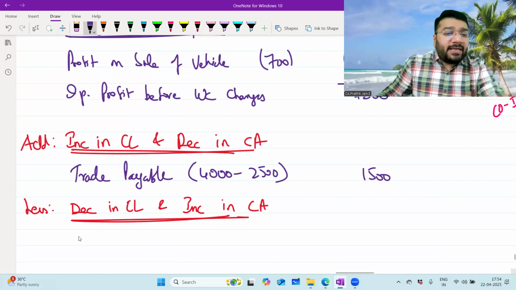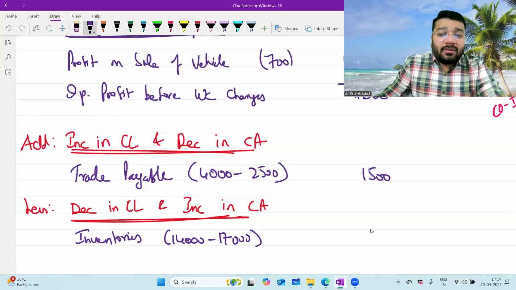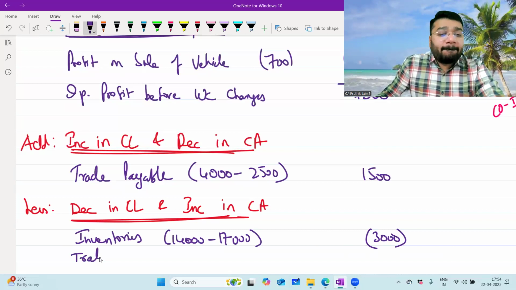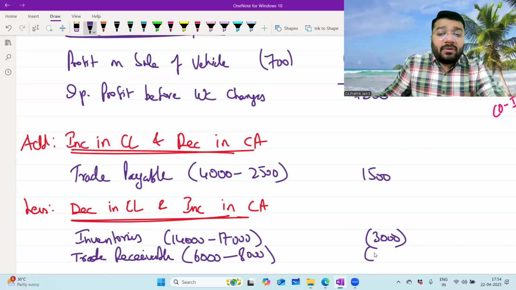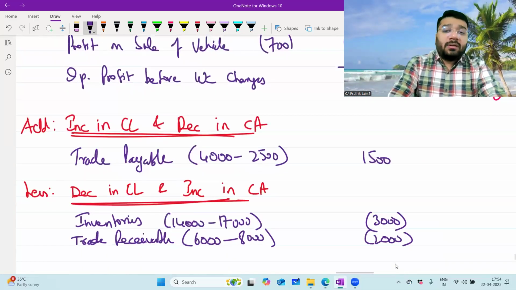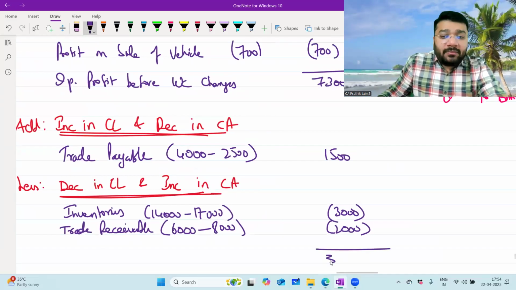Now the first item is what? Inventories. How much difference, please? 14,000 minus 17,000, sorry, okay, no problem. Minus 3,000. Then next is trade receivables. 6,000 minus 8,000, so it is negative 2,000. Now tell me the difference amount, please. 3,800.